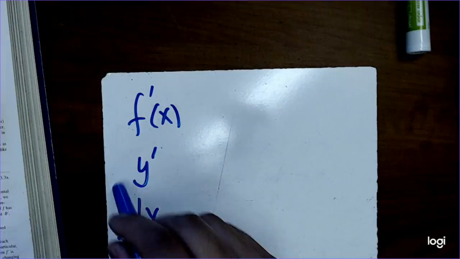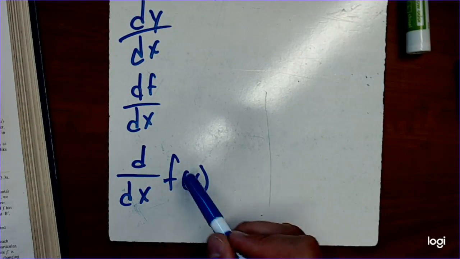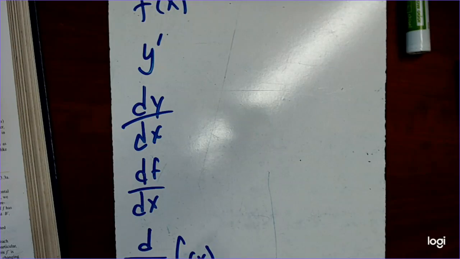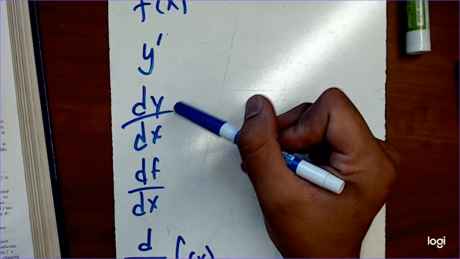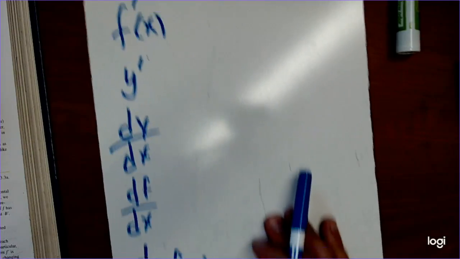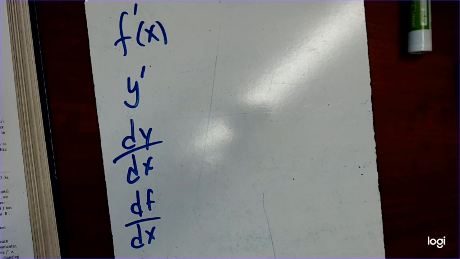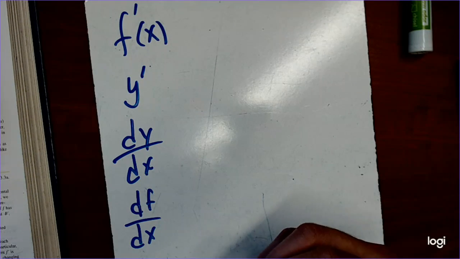All different ways to say it, again, as they're read. This is f prime of x, this is y prime, this is dy dx, this is df dx, this is d dx of f of x. That's how they're properly read. I don't read these properly all the time. You'll often hear me say dy over dx or df over dx. Just know I'm wrong. It's supposed to be dy dx, df dx. I just have old habits and they're hard to break.